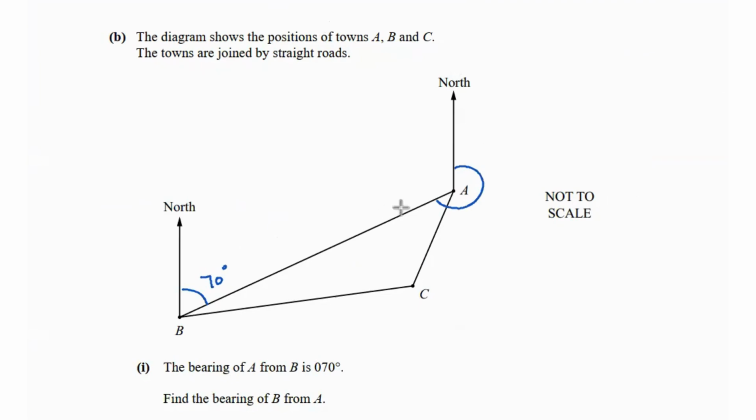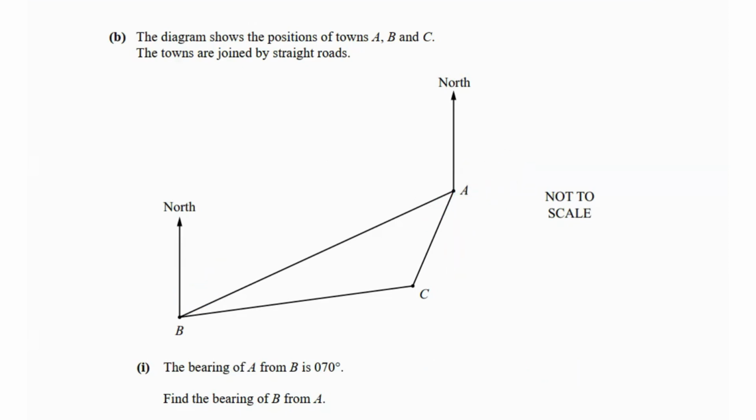So if we extend this line over here, we can see that this is a straight line. And what you need to remember is that in parallel lines, alternate angles are equal. So if this angle above the line is 70, this will also be 70. So for the bearing, what we will do is add 70 and 180, because this half circle is 180 degrees. So that gives us 250 degrees as the bearing of B from A.